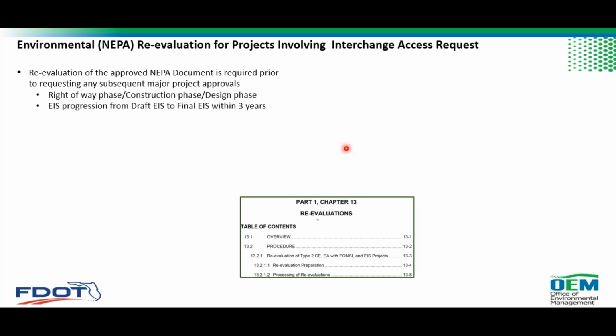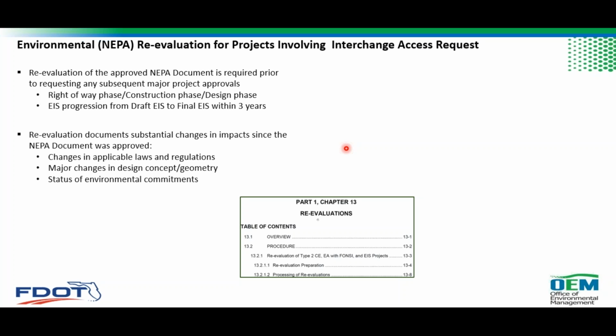Reevaluation of the approved NEPA document is required prior to requesting any subsequent major project approval. The major project approval can be right-of-way phase, construction phase, and of course design phase if there's a time lag. Also, reevaluation is required by the regulation if EIS progression from draft EIS to final EIS is not within 3 years. So after 3 years, you have to go back and reevaluate again.